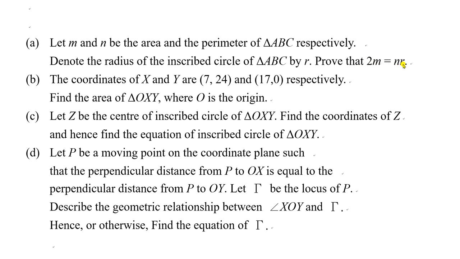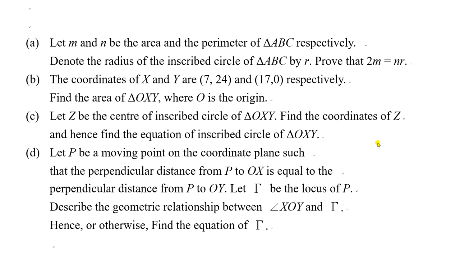B. The coordinates of X and Y are 7, 24, and 17, 0 respectively. So coordinate of X is 7, 24. Coordinate of Y is 17, 0. Now you should try to mark all these points on the graph paper in the exam. Okay, you may raise your hand and get some graph paper to draw the figure that will help you to easily understand the setting of the question.